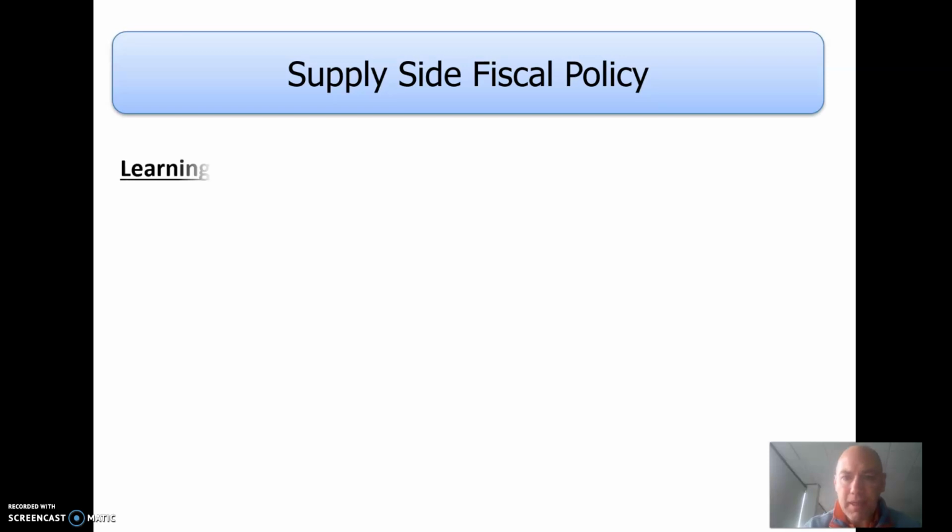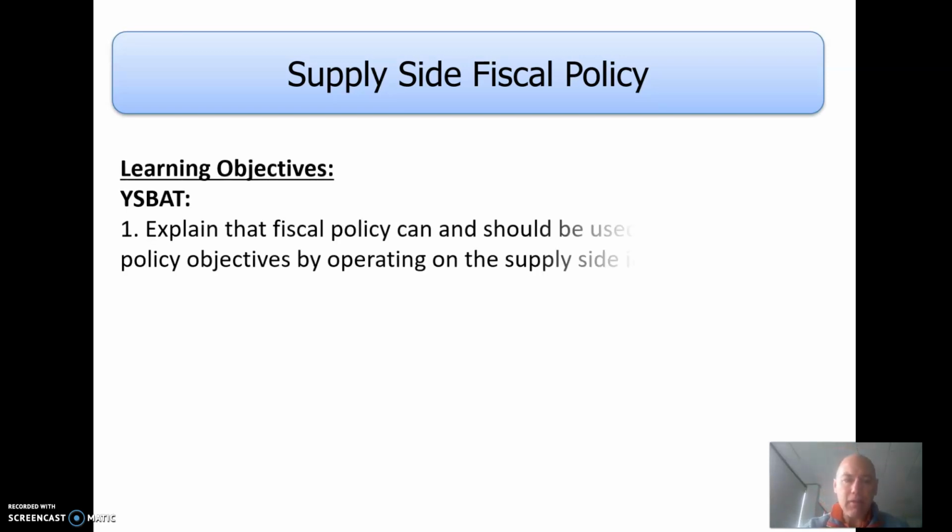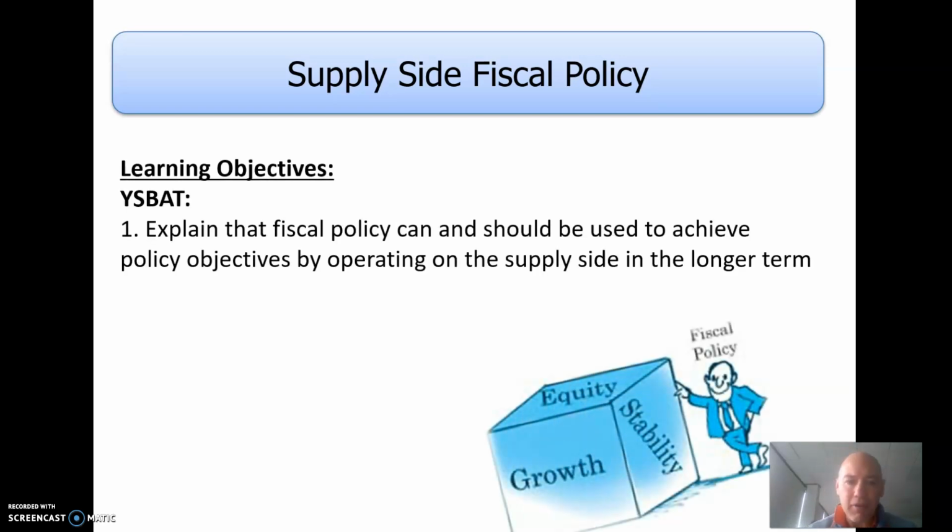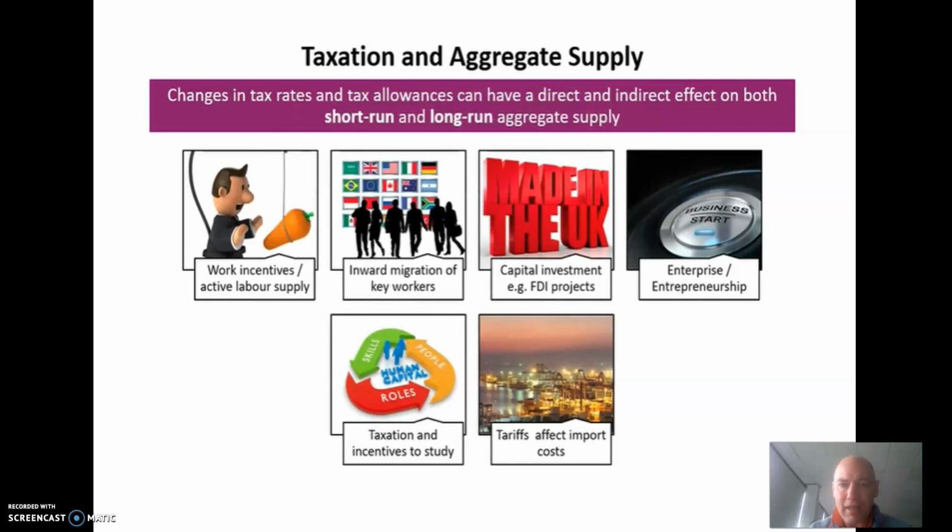Okay, in terms of supply side fiscal policy, what are the things that you guys have to be able to do? You've got to be able to explain that fiscal policy can and should be used to achieve policy objectives. Think of those 4 macro objectives. We're operating on the supply side in the longer term as well. So just in terms of this, we need to look at examples before we do that.